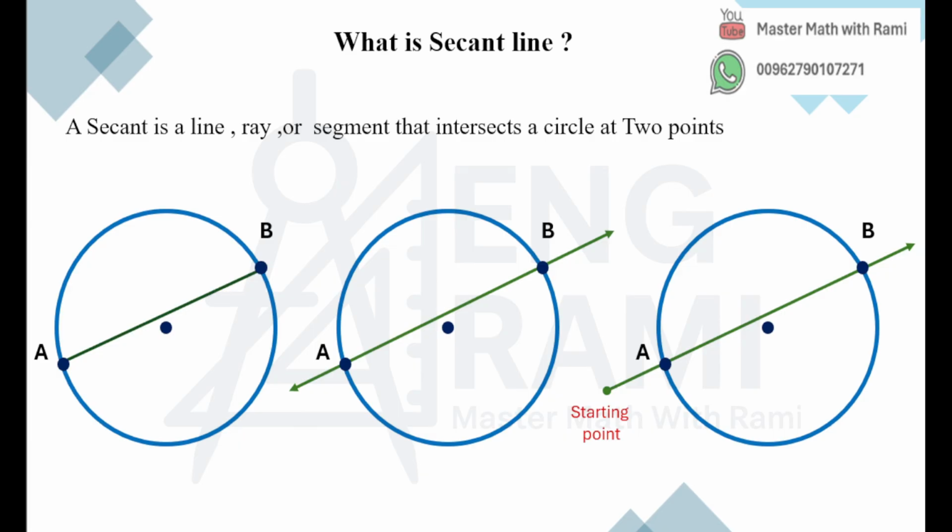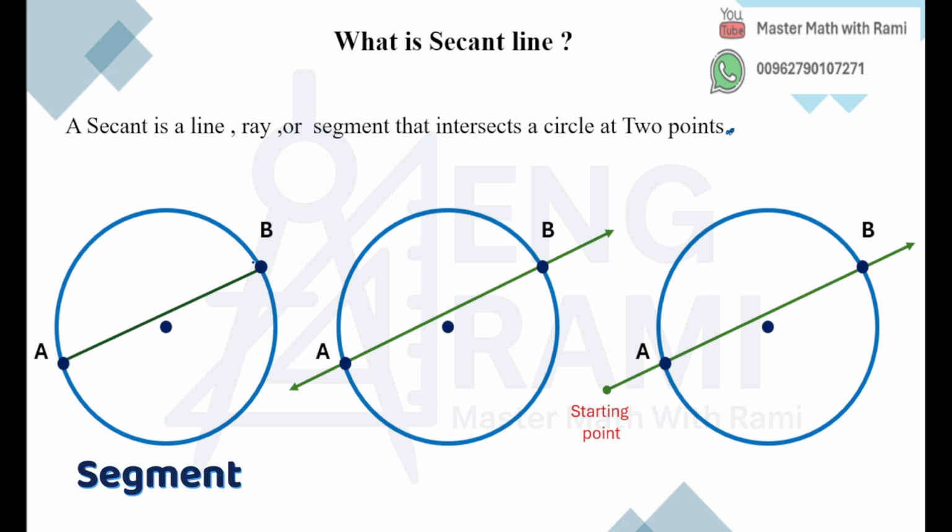What is a secant line? A secant is a line, ray, or segment that intersects a circle at 2 points. The most important thing is that the secant cuts the circle at 2 points.